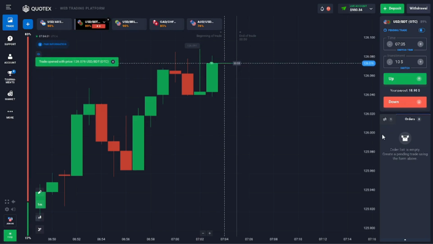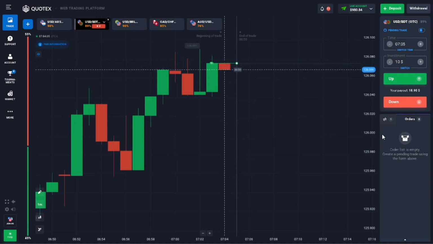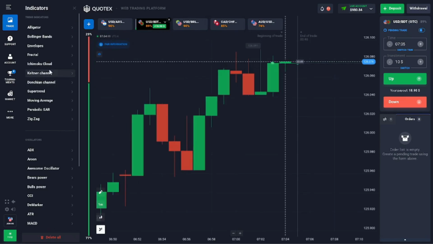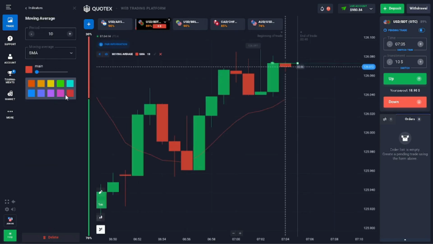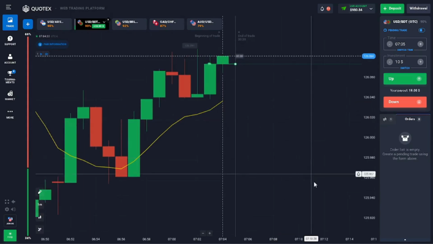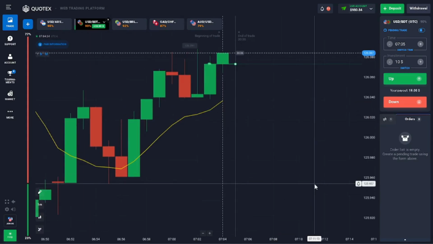Here I have placed a trade in the up direction and let's see its result. Hopefully, it will go up. For its confirmation, I have used the moving average indicator and added it. It will give us an indication whether the market is moving in the up direction or it can go down. So we have made a trade.